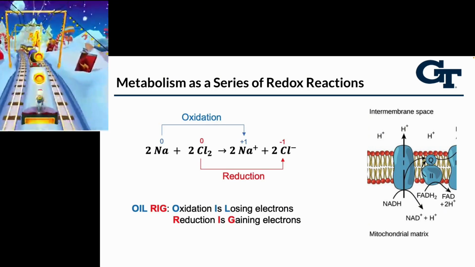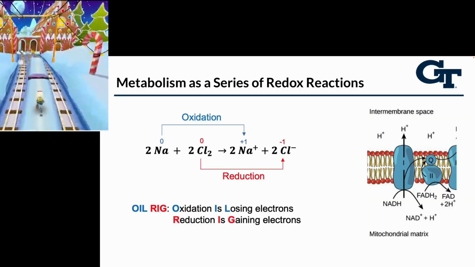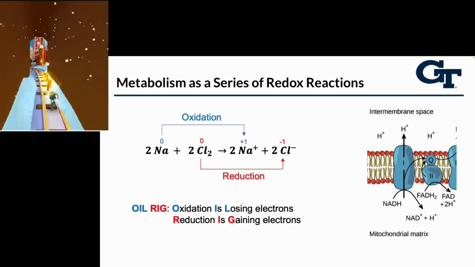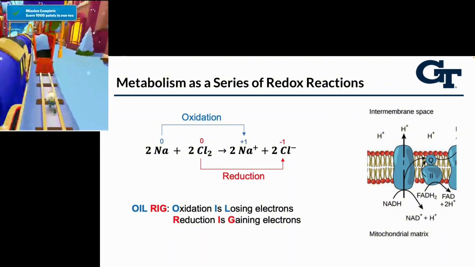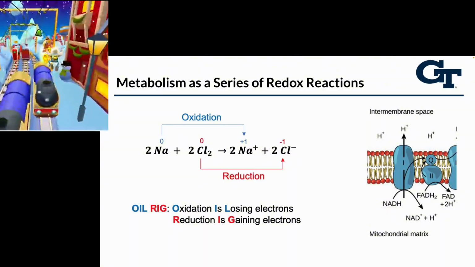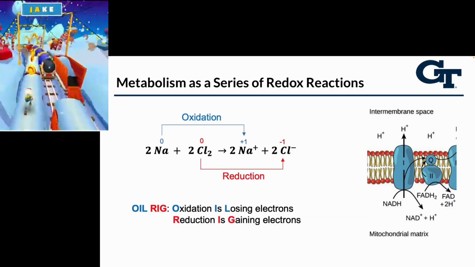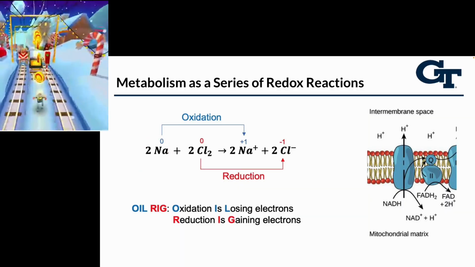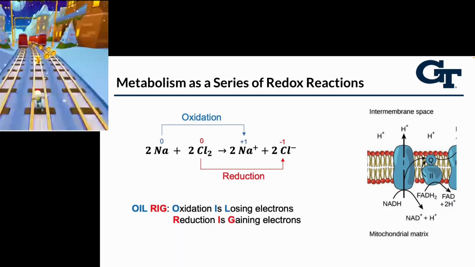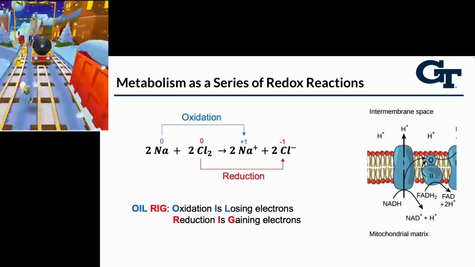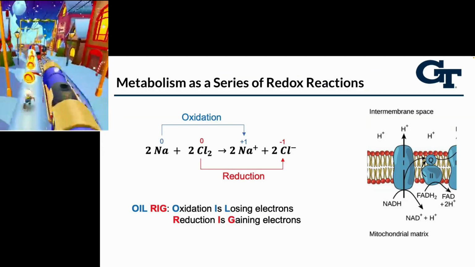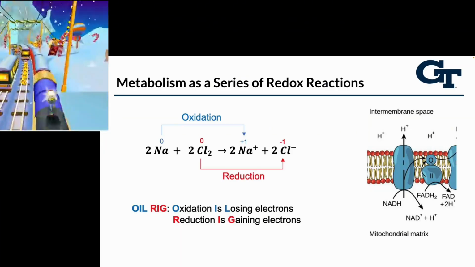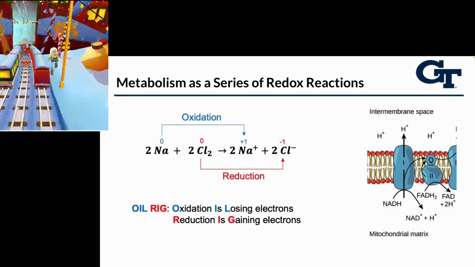So I like to think about metabolism as just a series of redox reactions. For a redox reaction, we have one thing that's losing electrons and another that's gaining electrons. We see this here where we have sodium, which is neutral, becoming sodium, the positive cation, and in doing so, it has become 1 electron more positive, so it is oxidized. It has lost an electron. We see this happen a lot in our metabolism.